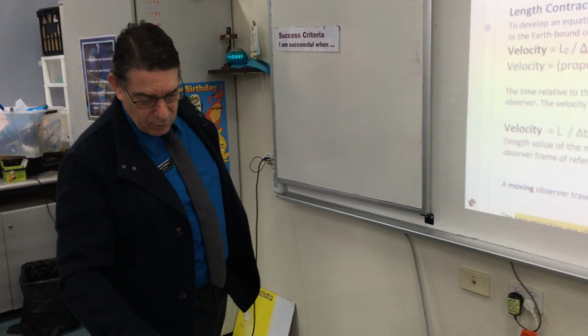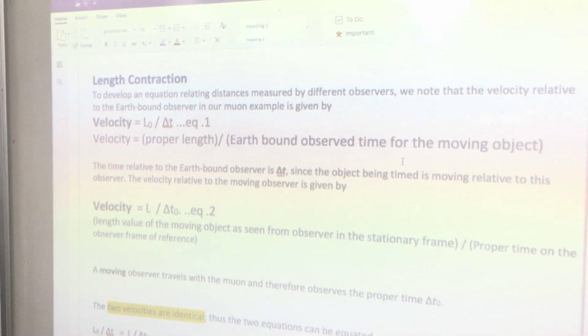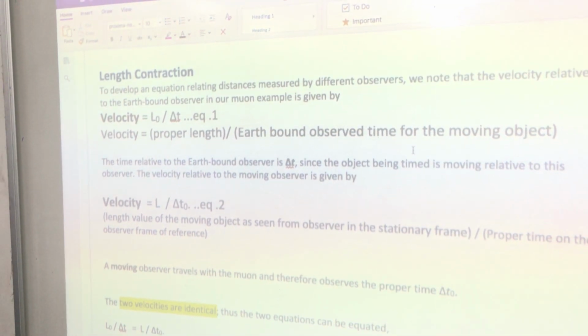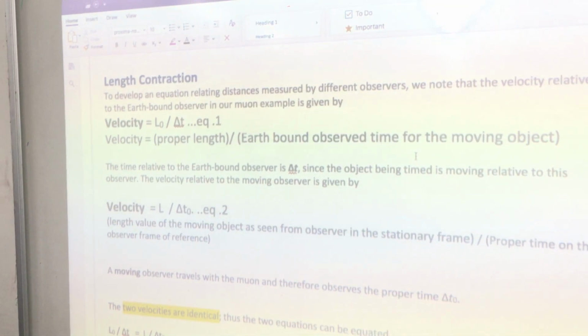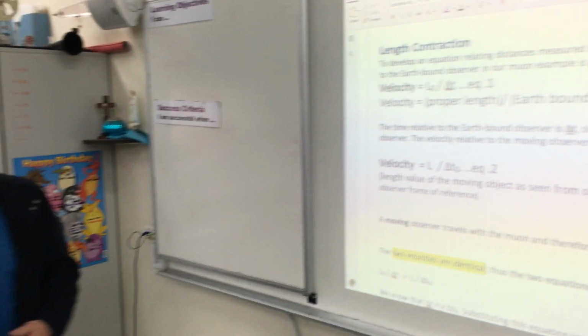So length contraction, what are we actually going to call that? What does it mean? To develop an equation for that, we're going to use the fact that both of us, you and me and the muon, consider that we're travelling at the same velocity. And we can relate those two together.